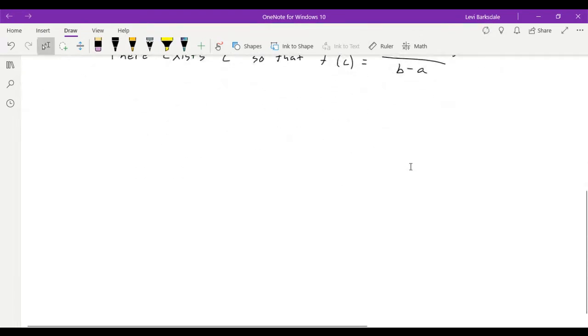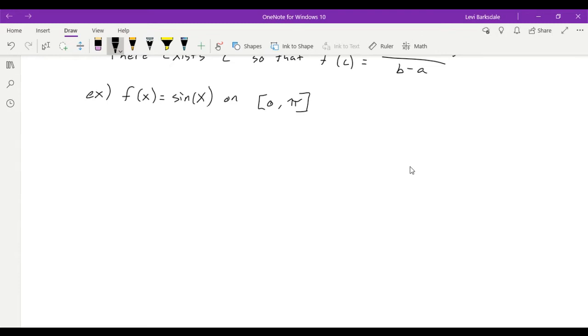So if we wanted to really quickly do some example, we could have f of x is equal to the sine of x on 0 to pi. Oops, want that closed. Okay. First off, we can see f of x is continuous on this interval and also differentiable because sine is continuous and differentiable everywhere. So then our first derivative is equal to the cosine of x.